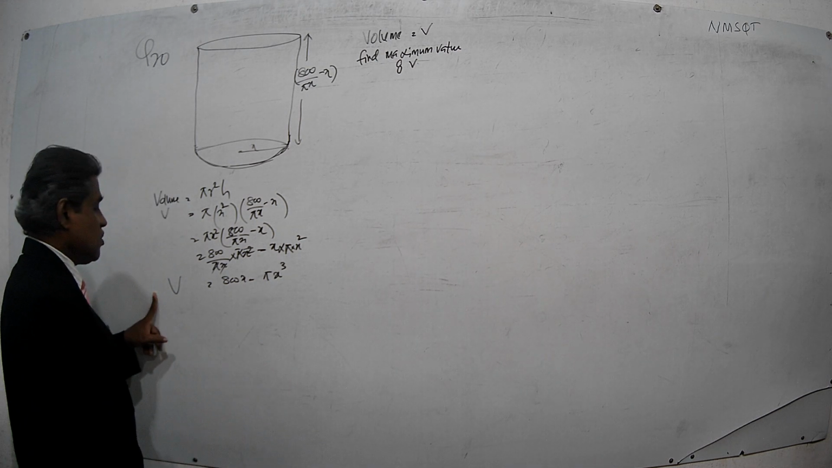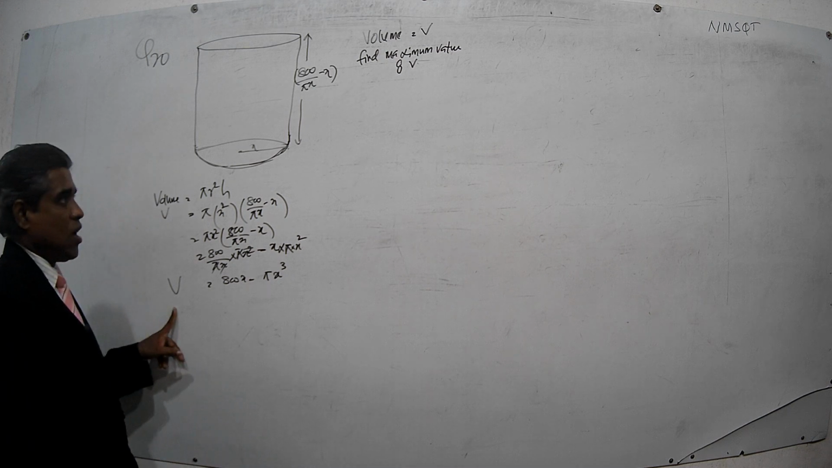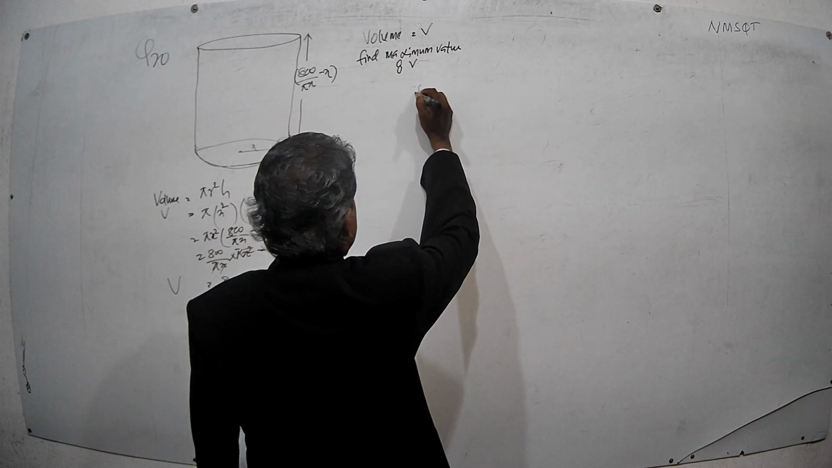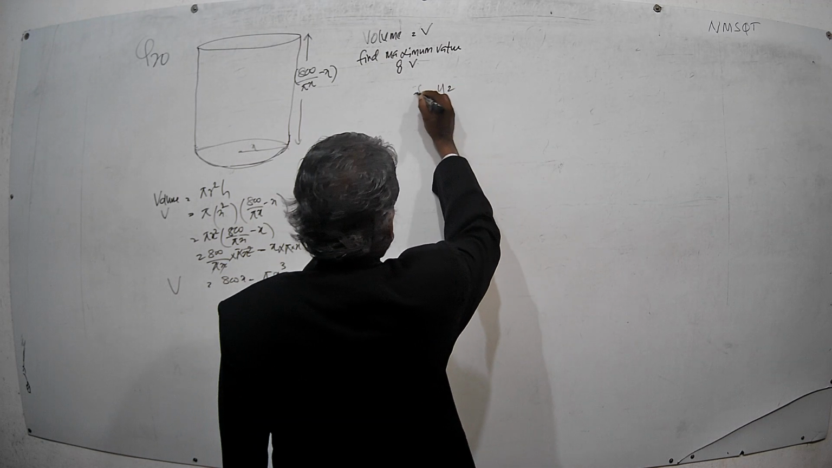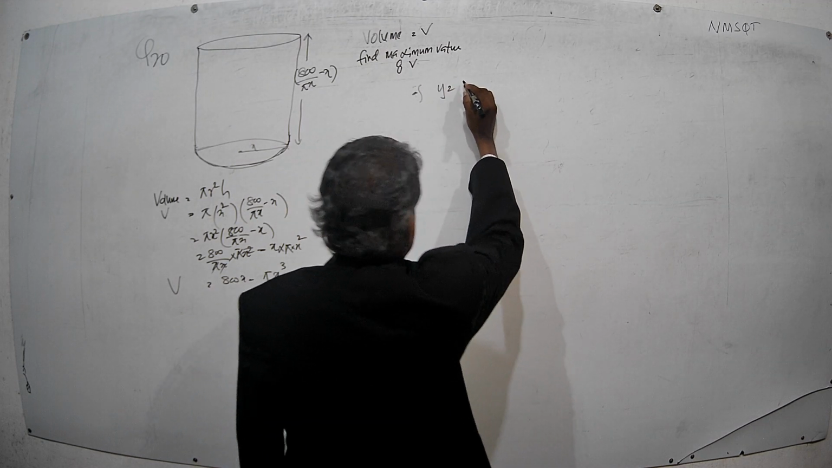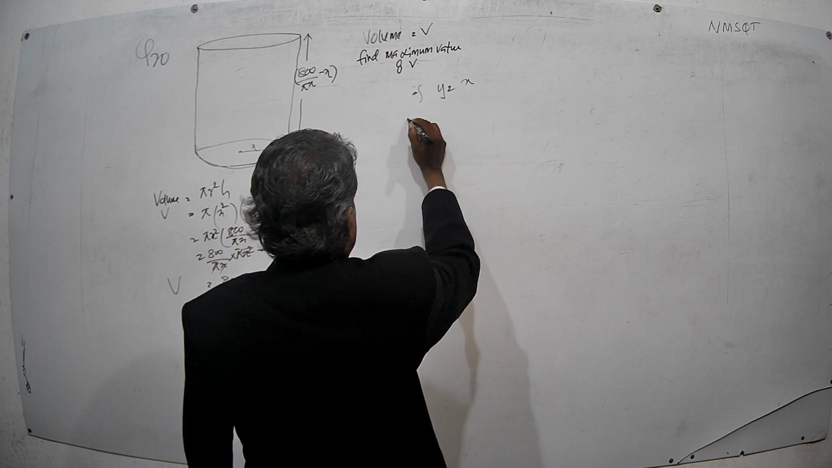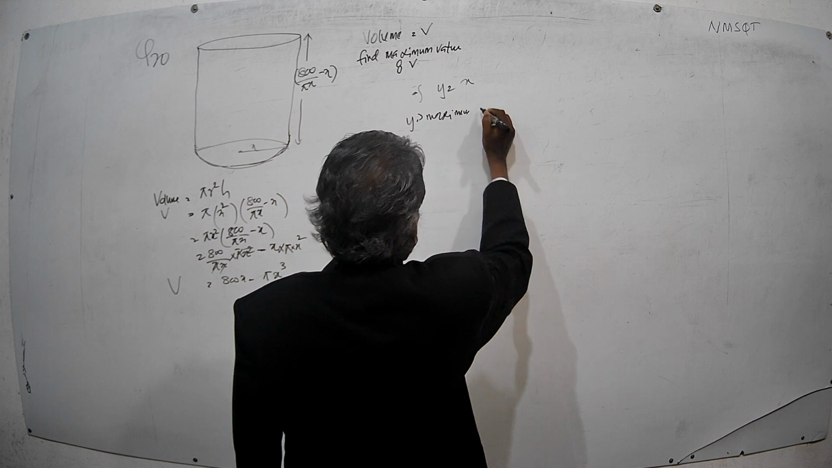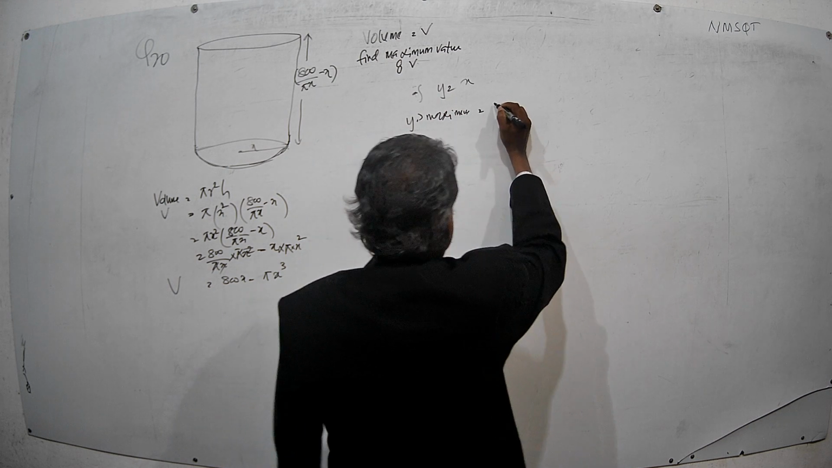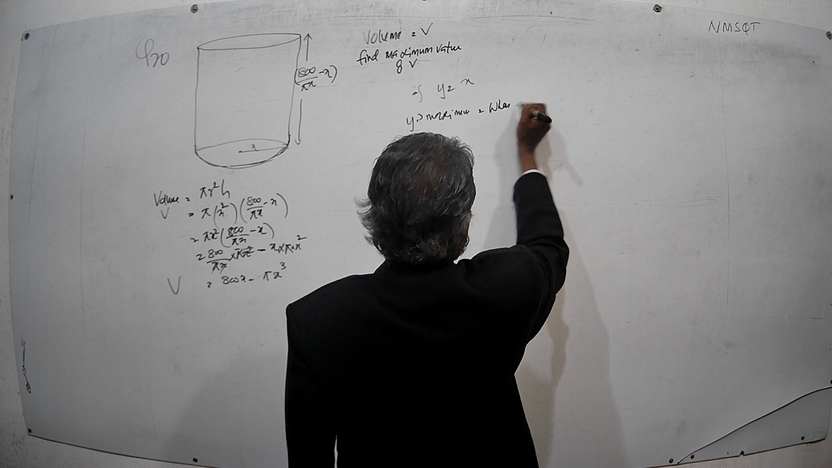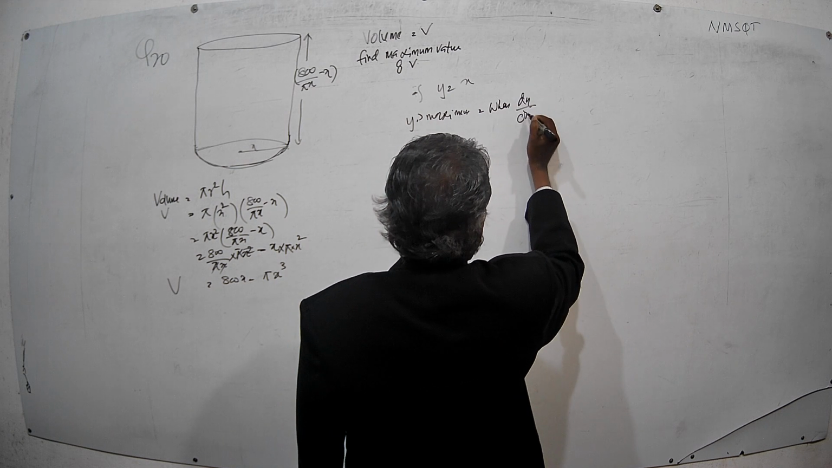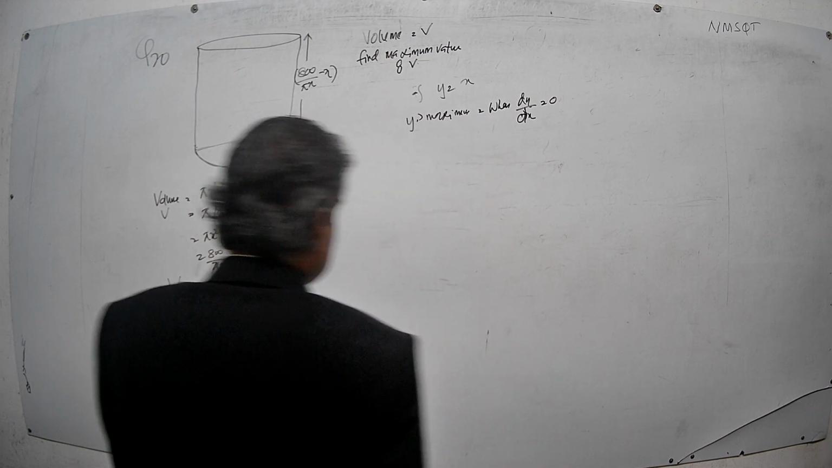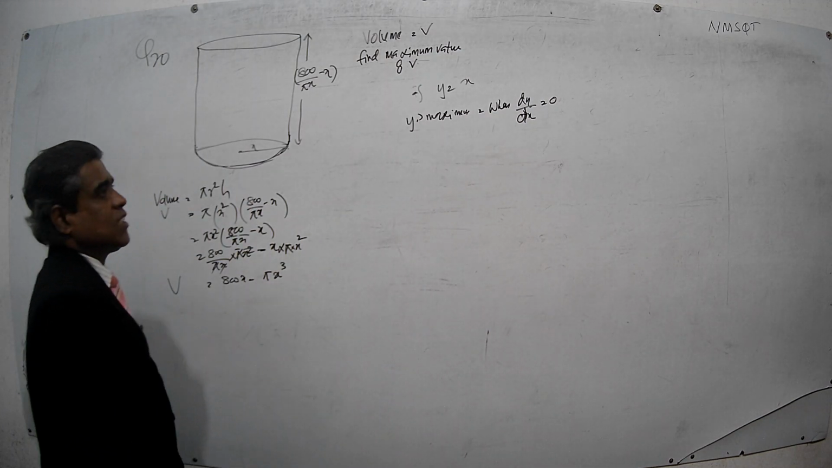This is the principle: if y equals a function of x, then y is maximum when dy over dx is 0. Y is maximum when dy over dx is 0.